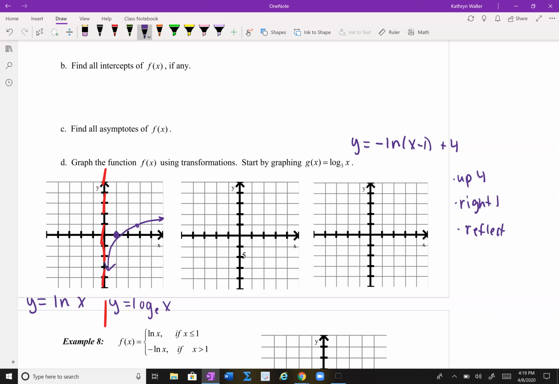Well, remember, if you alphabetize x and y, the x comes first. So if the negative comes first, it's reflected across the x-axis. If the negative does not come first, if it's within, then it's a reflection across the y-axis. So right at the beginning of the ln, that's x-axis, okay? So this is reflect across the x-axis.